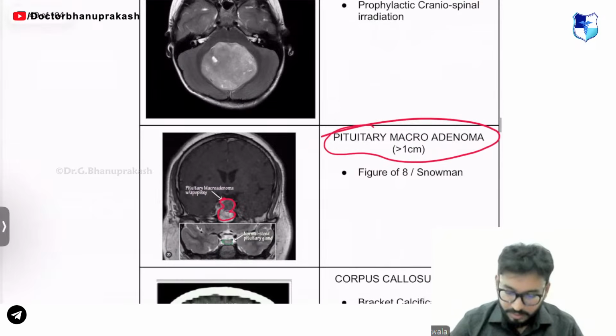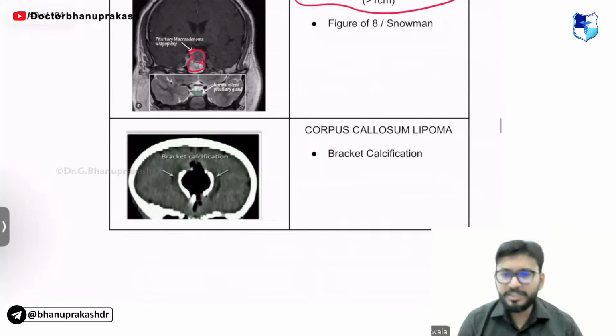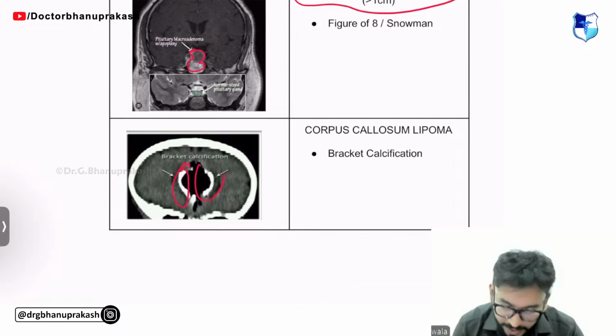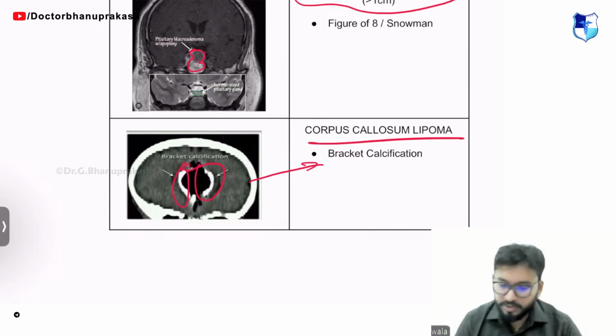This is one additional piece of information that I thought you should know. Bracket calcification, look at this in the form of brackets. This is for corpus callosum lipoma.